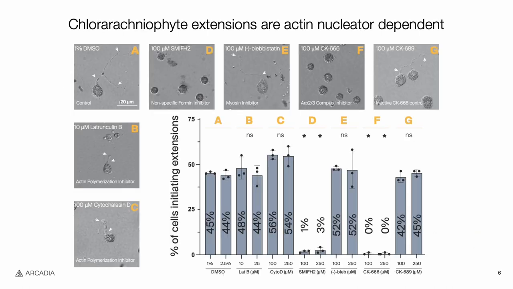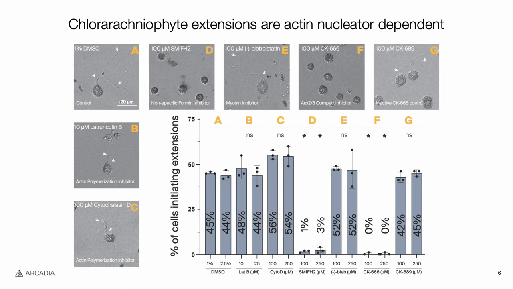These structures are reminiscent of structures in other cells that are dependent on the cytoskeleton. So to test that that's the case in these cells, we treated the cells with a panel of different actin cytoskeleton inhibitors. Interestingly, when we treated with latrunculin B or cytochalasin D, two actin polymerization inhibitors, we saw no change in the percent of cells that had extensions. However, if you look at the representative images on the left, you can see that these extensions became a lot stubbier compared to the DMSO control.